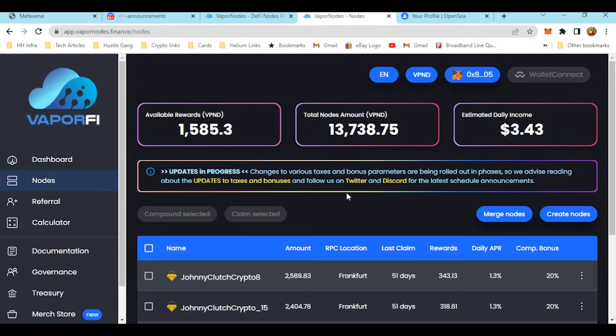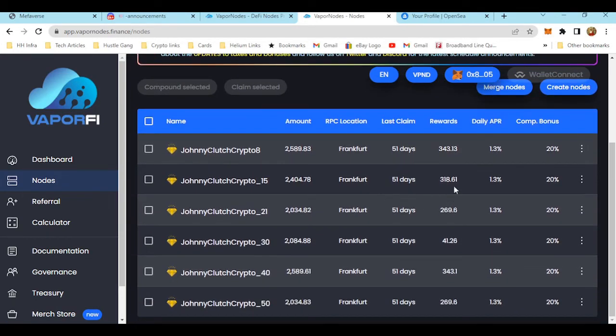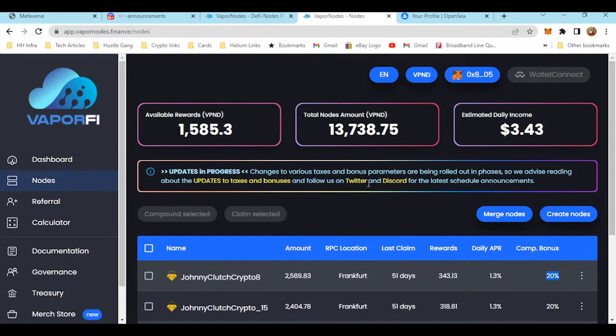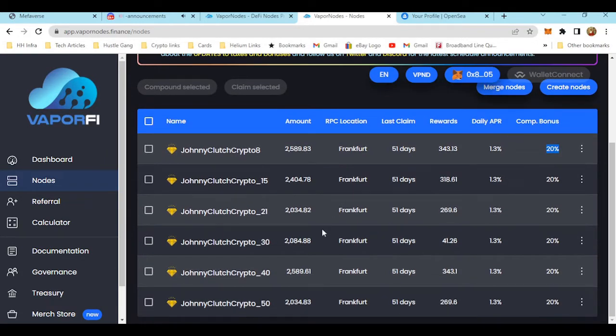So, last we talked, we were talking about all the updates and changes that had been proposed in the proposal for the tax changes and the bonus changes, things of that nature. And that did pass. And so, as you can see here now, we are still in Diamond Hands mode, and we are now getting 1.3 instead of 1.4%. And our compound bonus has dropped from 25% to 20%, right? They're still working through some of the other pieces to get the rest of this involved.